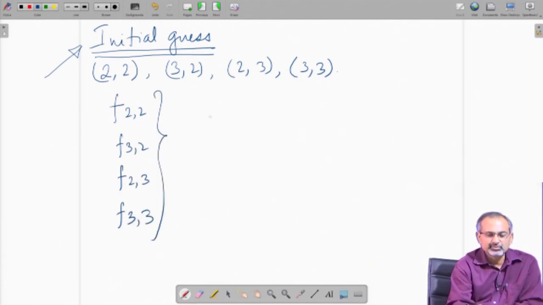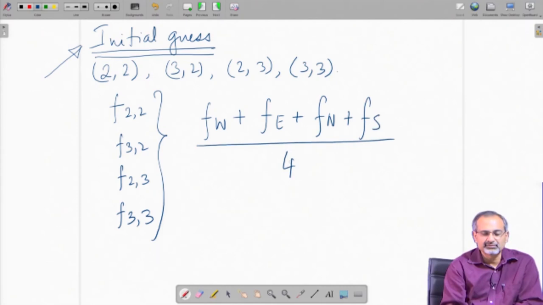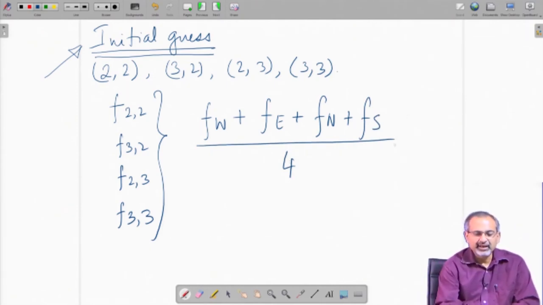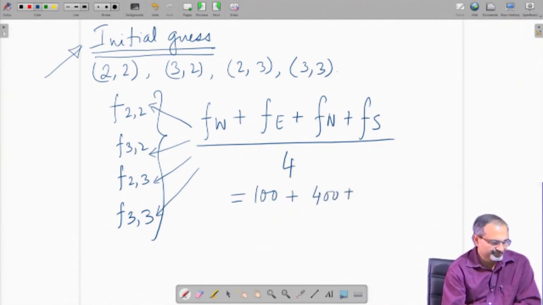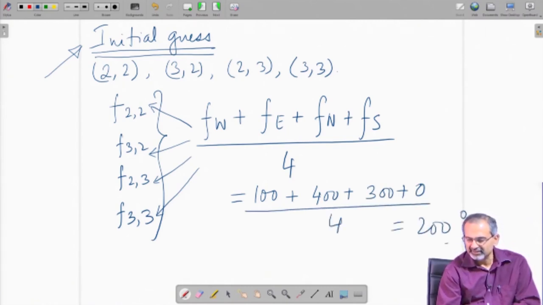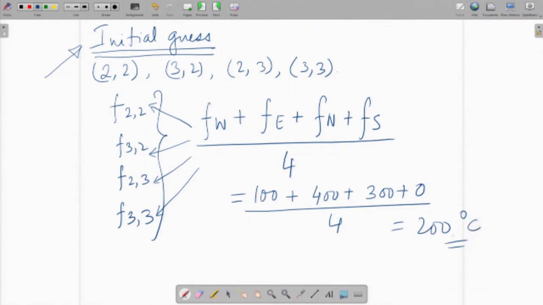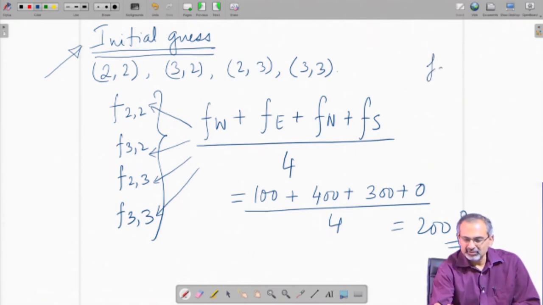Well, one simple strategy could be that you obtain the values of the function at the four boundary values from the four boundaries that you have, and then just take an arithmetic average of the functional values at the boundaries and set that value at each one of these grid points, which means that in our case this would be 100 plus 400 plus 300 plus 0 divided by 4, which gives you a value of 200. So, it is essentially 200 degrees centigrade, which would be the initial guess for the four interior grid points that you have chosen.